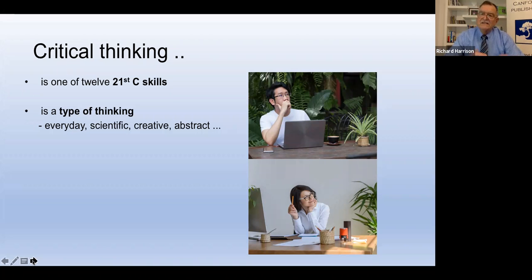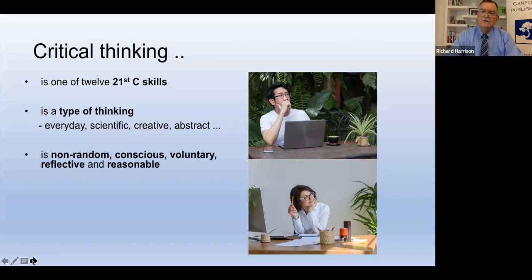Everyday thinking is the normal kind of thinking that we engage in throughout the day when random thoughts drift into our head. But critical thinking is not like that at all. It's not random. It's very conscious thinking. It's voluntary, not involuntary. And it's reflective, which means it's deep thinking over a period of time. And it's also reasonable. It's based on reason.